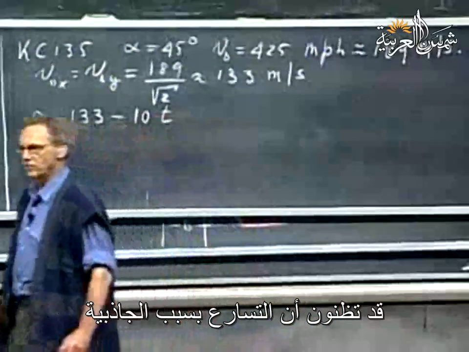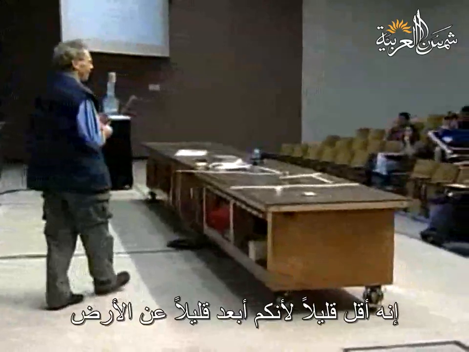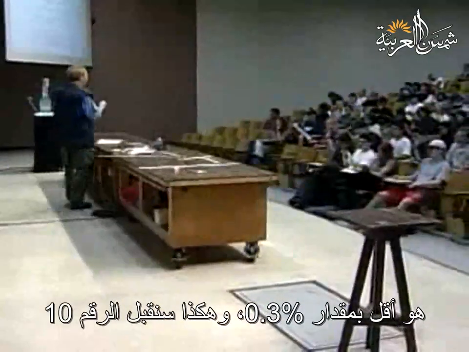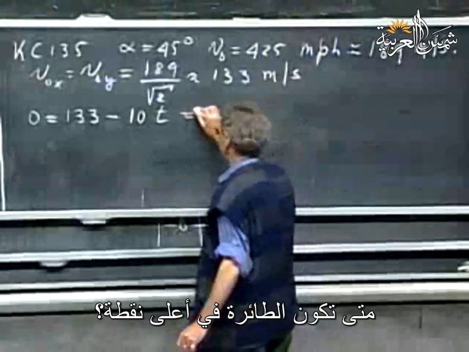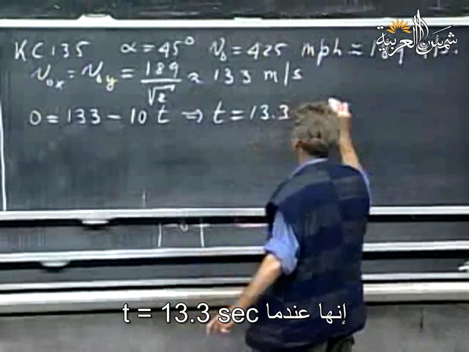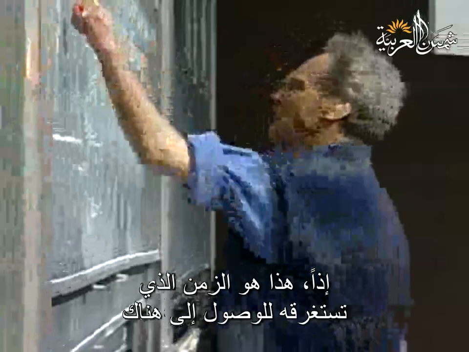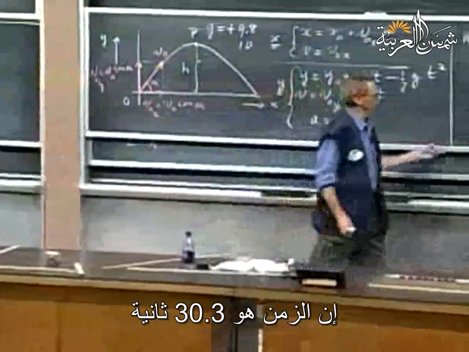You may think that the gravitational acceleration at an altitude of 30,000 feet could be substantially less than the canonical number of 10. It is a little less because you're a little bit further away from the Earth, but it's only 0.3% less. And so we'll just accept the 10. It's easy to work with. And so when is it at the highest point? That is when t equals 13.3 seconds. So that's about how long it takes to get there. When I gave the lecture last time, I said it's about 15 seconds because I rounded the numbers off. It's about 13.3 seconds.